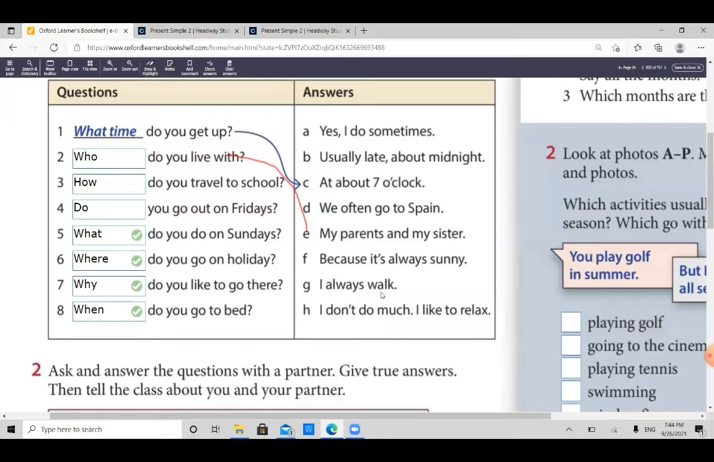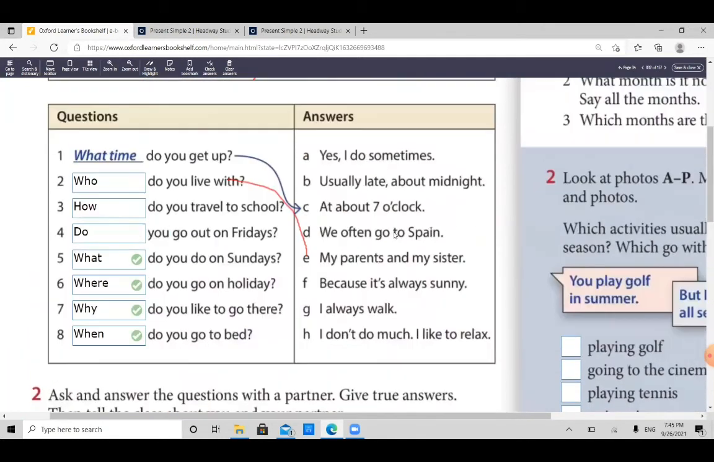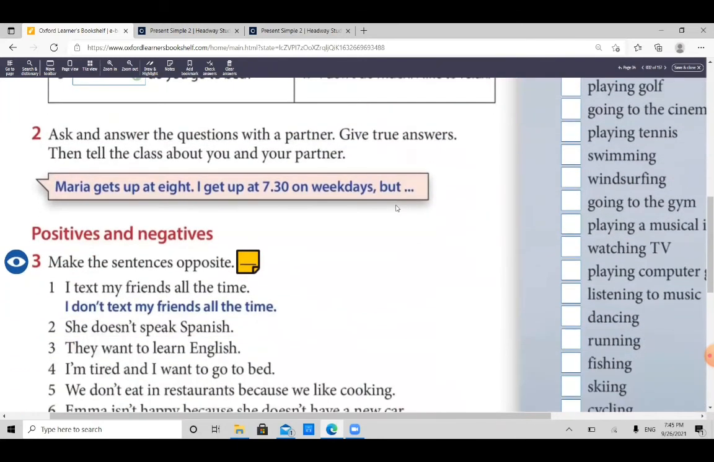Okay, the last one, Tahani, read it, please. When do you go to bed? Usually late, about midnight. Very good. Okay. So let's move to the next one.